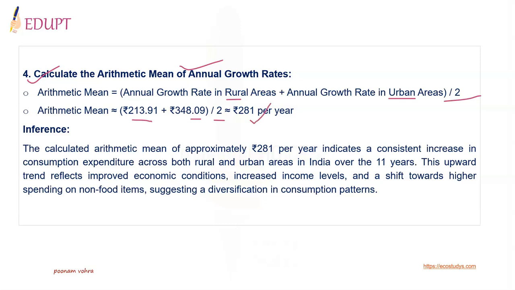So the inference is that the calculated arithmetic mean of approximately rupees 281 per year indicates a consistent increase in the consumption expenditure across both rural and urban areas in India over the 11 years. This upward trend reflects improved economic conditions, increased income levels, and a shift towards higher spending on non-food items, suggesting a diversification in consumption patterns.